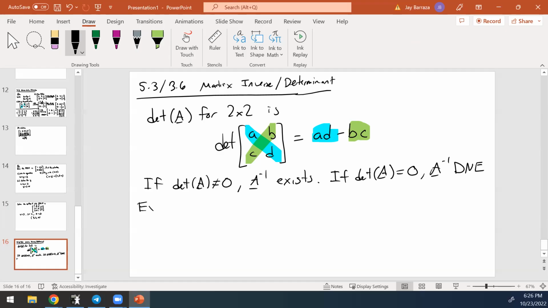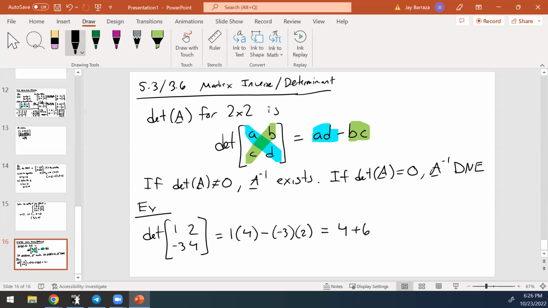let's just do an example first. Find the determinant of 1, 2, negative 3, 4. Okay. So this is equal to 1 times 4 minus negative 3 times 2. Please be careful with your negative signs. So 4 plus 6, which is 10. Okay. Does everyone see that? Any questions on that?